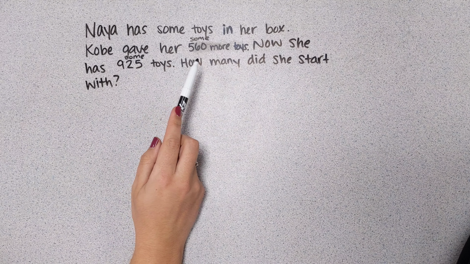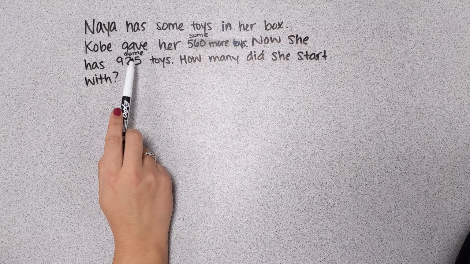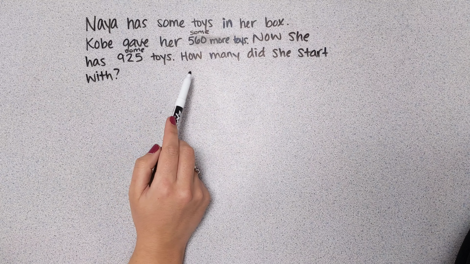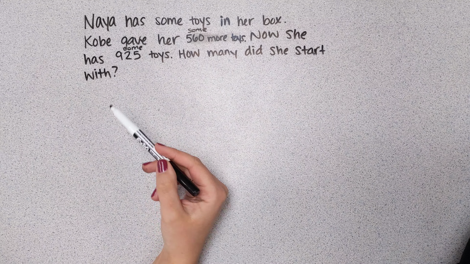Naya has some toys in her box. Kobe gave her some more toys. Now she has some toys. How many did she start with?